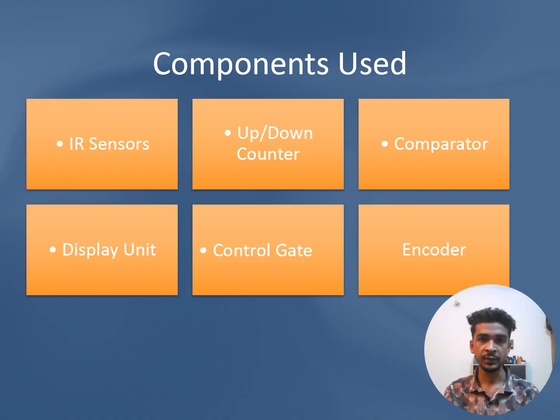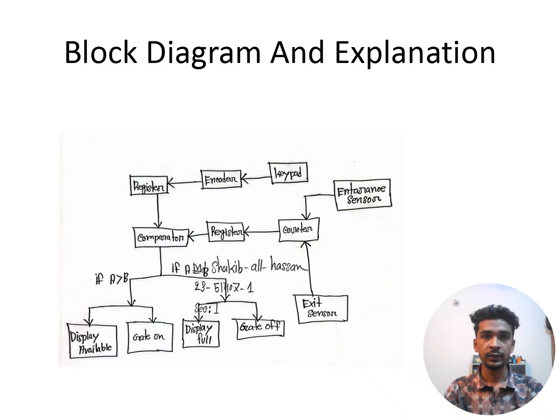In this parking management system we use various components, and these components are IR sensor, up-down counter, comparator, display unit, control gate, and encoder. This is the overall block diagram of the parking system. Now I will explain all the components part by part and how they work.